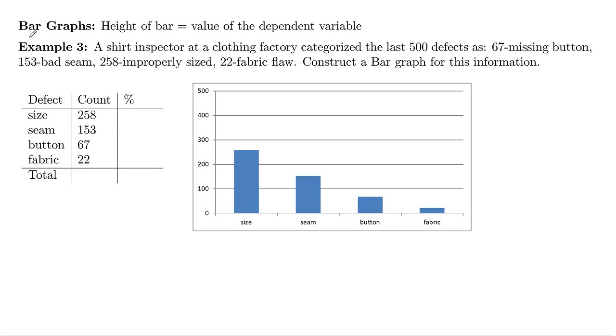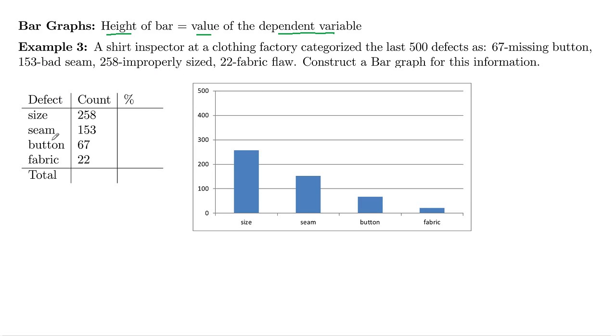Let's now consider bar graphs, and this is where the height of the bar is going to equal the value of the dependent variable. So let's look at an example. Here we have a shirt inspector at a clothing factory, and they've categorized 500 defects as 67 missing button, 153 items had a bad seam, 258 improper size, and 22 a flaw in the fabric. We're going to construct a bar graph for the information.